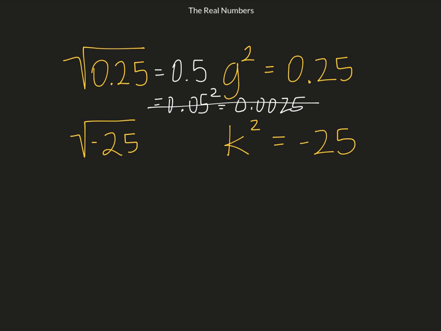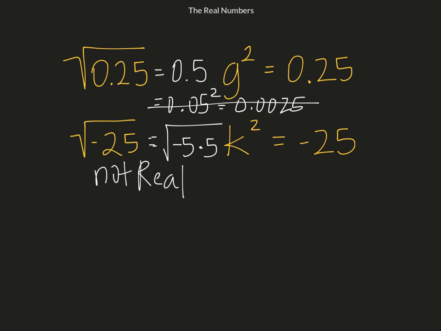How about the square root of negative 25? Well, if we break that down, the square root of 25 would equal negative 5 times 5. Are those two equal factors? No. So right here, this is not a real solution.